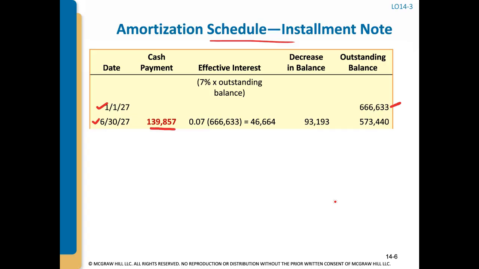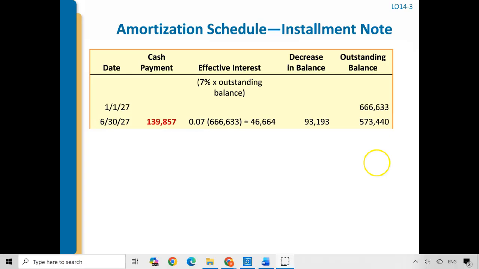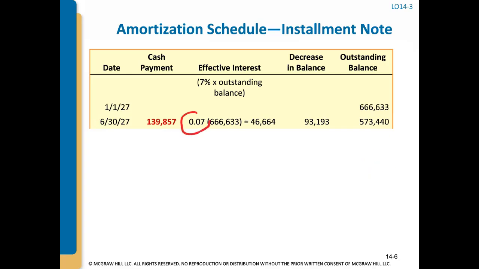And the effective interest, again just like the effective interest rate method, is the expense portion. We take our effective interest rate, our 7%, which is really the 14% that we were told about divided by half, and multiply by the beginning outstanding balance, which is the same as the prior period's ending balance. So you take the 7% times the 666,000, and that equals $46,664. That will be the interest expense portion.